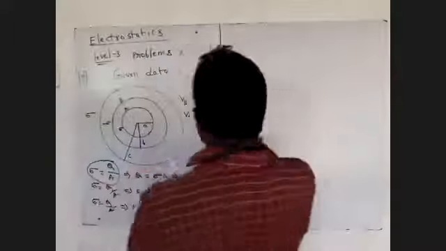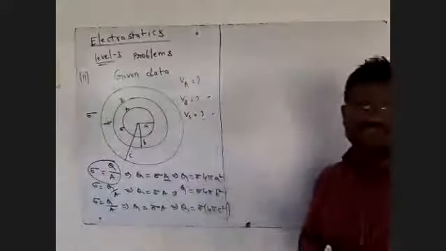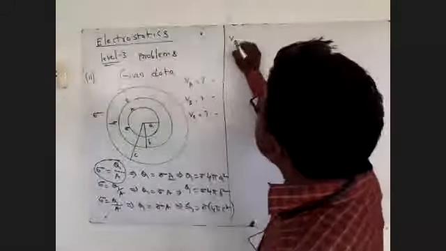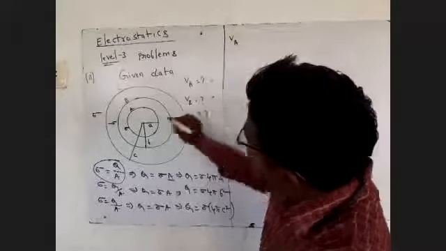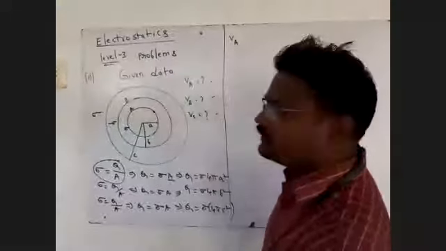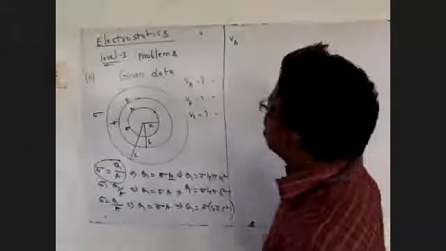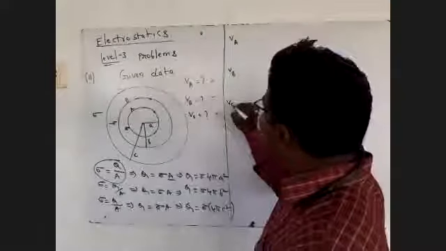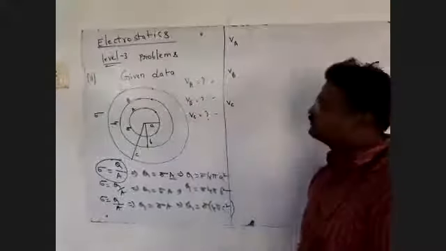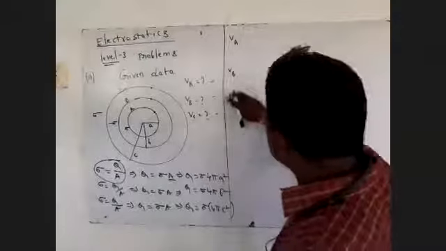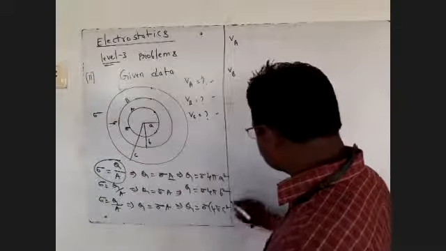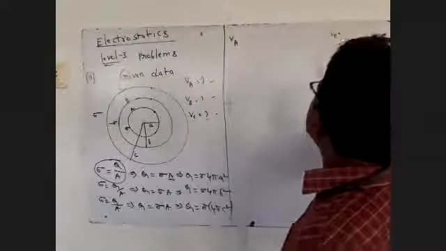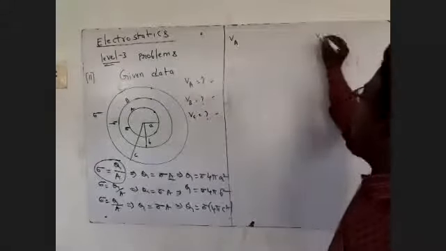We have to find VA, VB and VC. What is the meaning of VA? VA means the electric potential at point A. VB is the electric potential at point B, and VC is the electric potential at point C. First we are going to find the VC value. For your understanding, I'm going to write the formulas first.